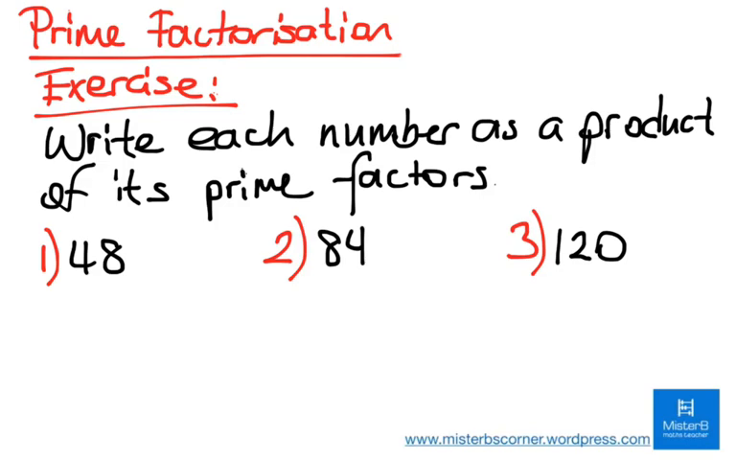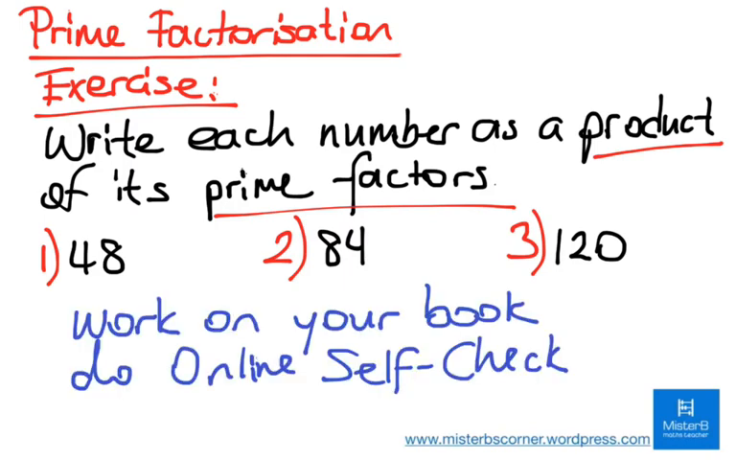Now it's your turn. Write each number as a product of its prime factors. So we have 48, 84 and 120. It doesn't matter if you use the factor tree or that first method I showed you. Just at the end, make sure that you write them as a product of its prime factors. So work on your book and do the online self-check.